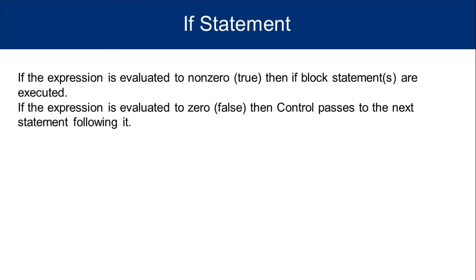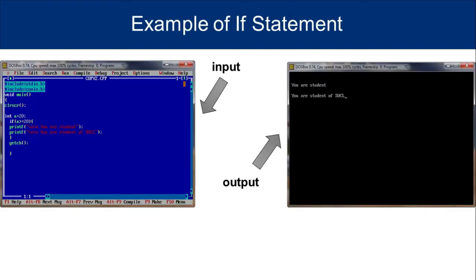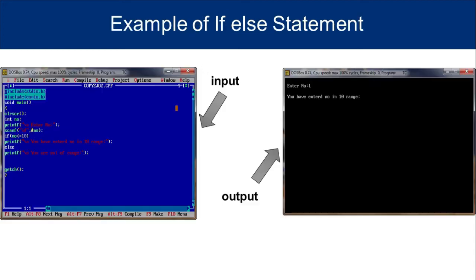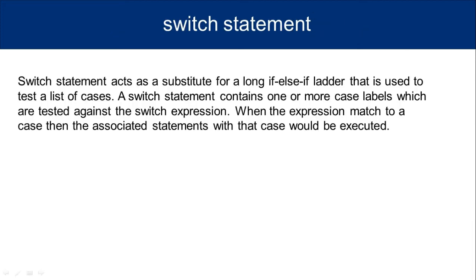If statement: if the expression is evaluated to non-zero true, then if block statements are executed. If the expression is evaluated to 0 false, then control passes to the next statement following it. Example of if statement. If-else statement. The if-else statement in C language is used to execute the code if condition is true or false. It is also called two-way selection statement. Example of if-else statement.